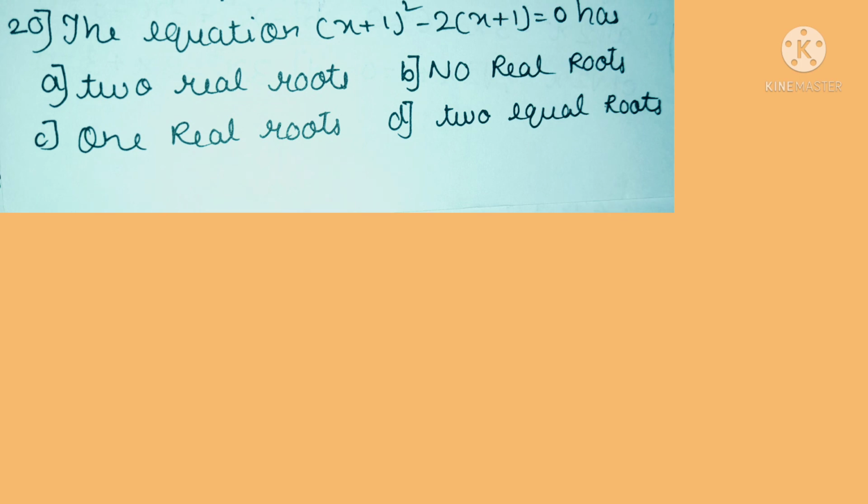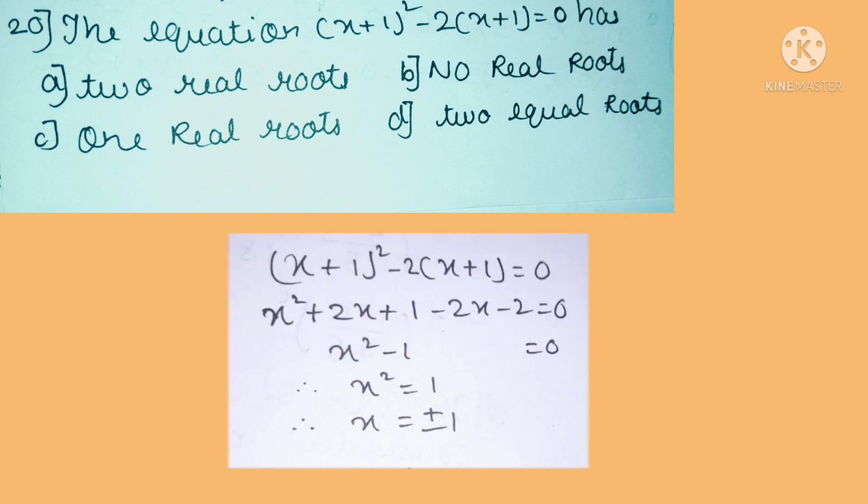The question is, the equation x plus 1 the whole square minus 2 of x plus 1 has 2 real roots, no real roots, 1 real root, or 2 equal roots. Over here just expand the given equation, x plus 1 the whole square, then only will we get an idea what we need to do. So x square minus 1 is equal to 0.